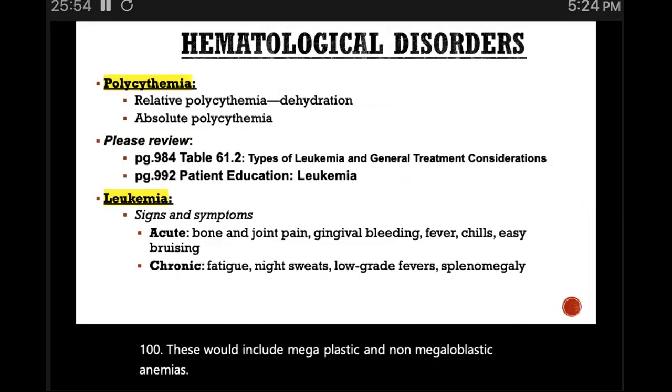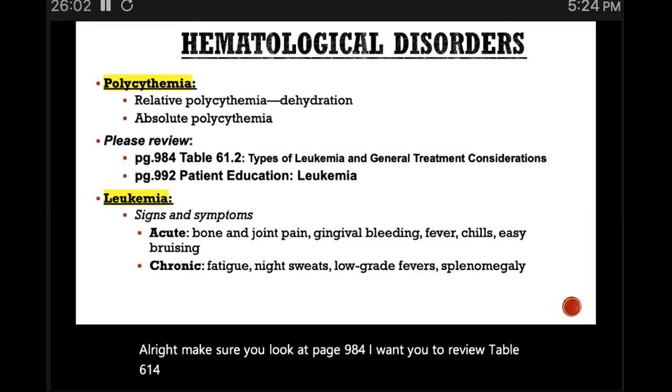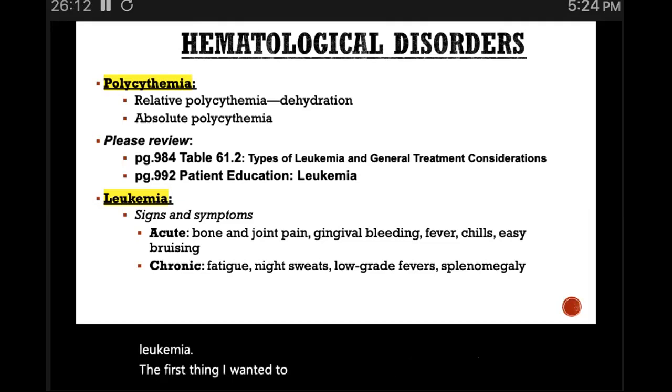All right, make sure you look at page 984. I want you to review table 61.2 for the types of leukemia and the general treatment considerations, as well as page 992 for patient education regarding leukemia. The first thing I wanted to talk about was polycythemia.